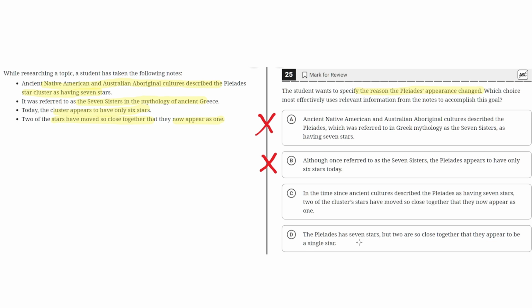D. The Pleiades has 7 stars, but two are so close together that they appear to be a single star. This is incorrect because although it does highlight how it has 7 stars, but two of them are close together that they appear to be a single star, it doesn't specify the reason for why it has changed. It doesn't highlight quite clearly that two of them have moved so close together that they appear to be a single star. So D is incorrect. And with that, the correct answer is C.